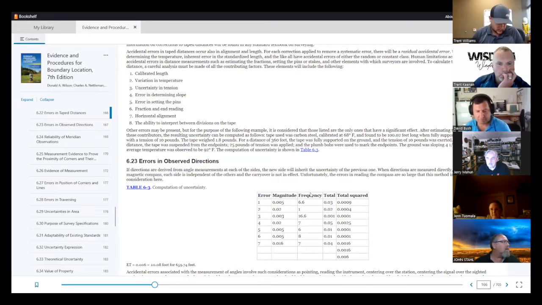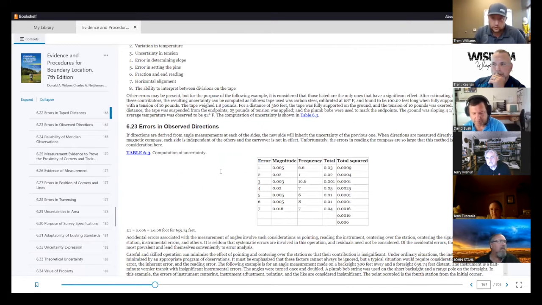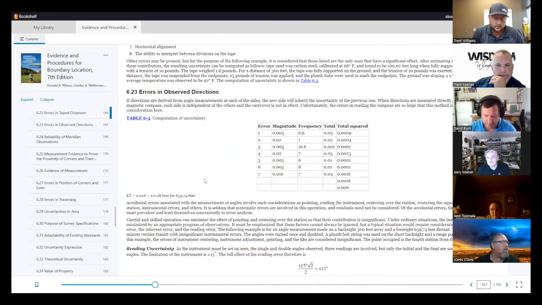Errors in observed direction. I'm going to kind of cruise through a lot of this because there's a lot to talk about, but a lot of it is mathematics. I don't want to spend a ton of time getting into the nitty gritty, but just help us understand it. So if someone wants to stop on anything, let me know.